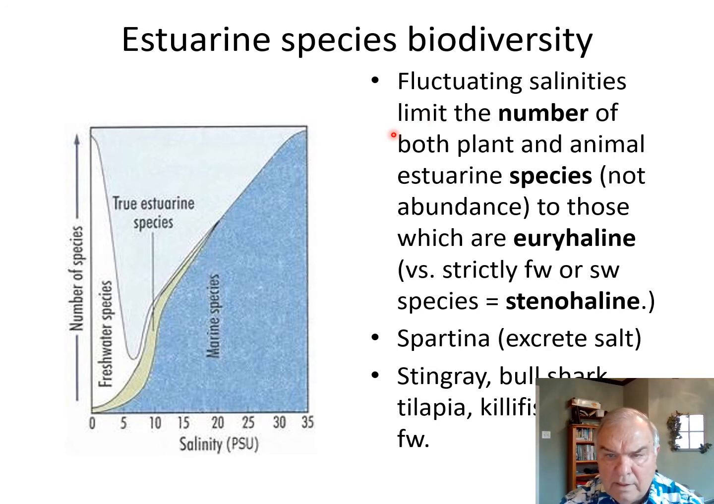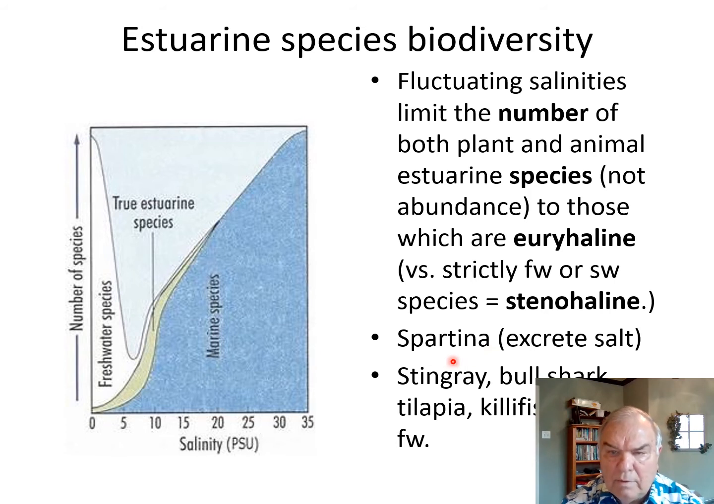So fluctuating salinities do limit the number of both plant and animal species, not the abundance, but the number of species, to those which are truly euryhaline, or true estuarine species you see here in the green, versus those species that are strictly freshwater or tolerant of salt water. These would be species that are referred to as stenohaline.